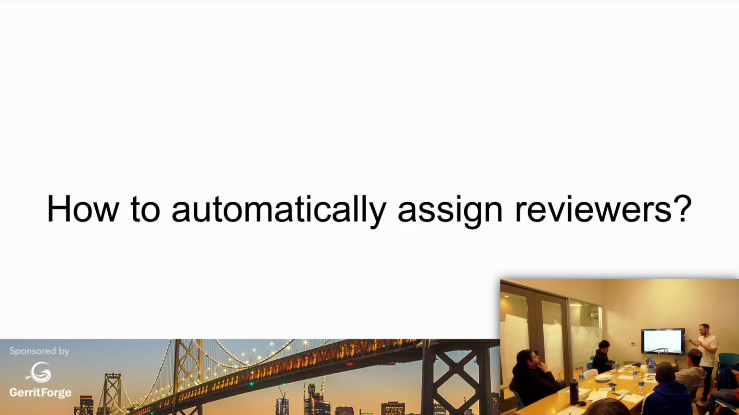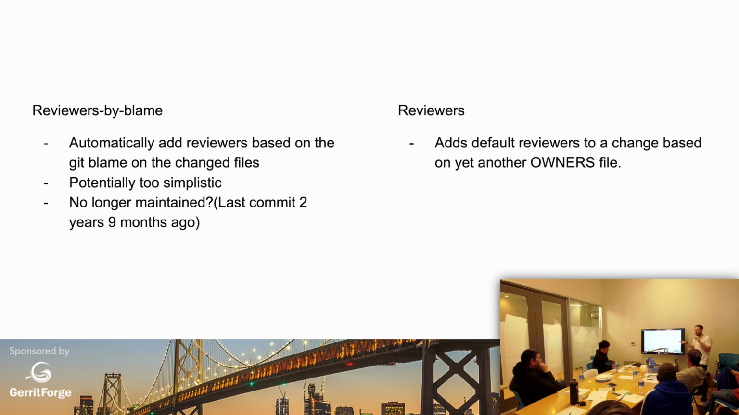There are 3 ways. There's reviewers by blame, which I think is an interesting concept. What this does is essentially automatically figure out the git blame of the files that you've modified and add the people that it calculates to your reviewers. It's cool, but I think maybe it's a bit too simplistic. You could have managers that don't tend to write much, but you want them to review stuff, and they end up never being added to changes. Also, it doesn't seem to be maintained anymore. I might be wrong. If you're a maintainer, I'm here, come and correct me. But the last commit was 2 years and 9 months ago.